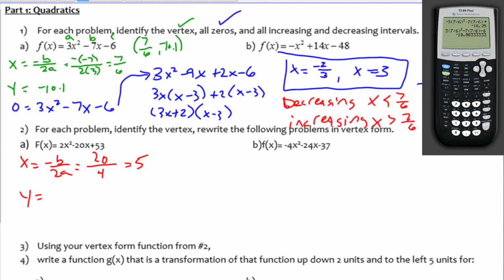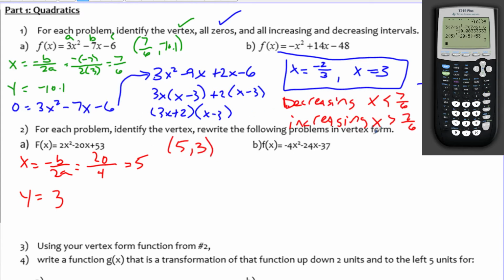So now I'm going to go to my calculator and plug in a 5, and I'm going to say 2 times 5 squared, minus 20 times 5, plus 53. And so when I plug in a 5 into this function, it looks like I get back a 3. So we get a nice number back. So I'm going to say that my y value is 3, and that means that my vertex is the point 5, 3.